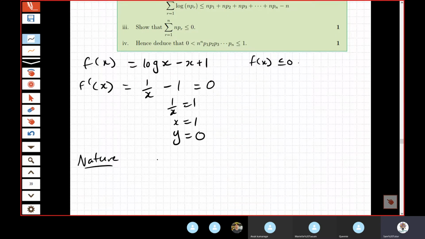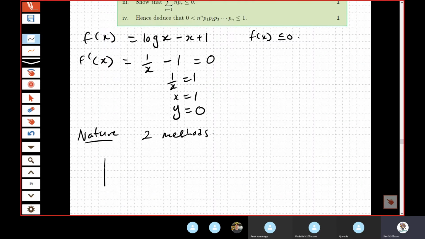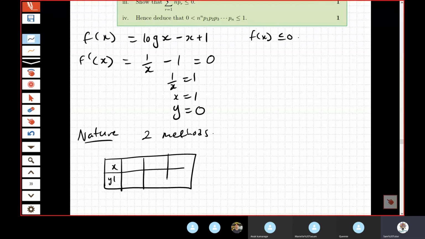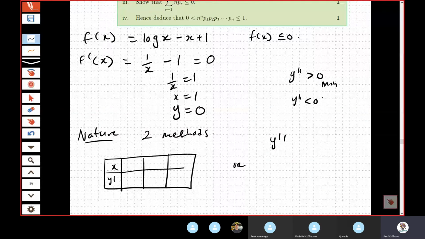Now, like I said, there's 2 methods, and I'm going to do both methods this time. The first method is the x and y dash table. The second method is just observing y double dash. If y double dash is greater than 0, then we can say that's a min. If y double dash is less than 0, we say it's a max. If y double dash equals 0, like I said, it's possible that's a point of inflection, so it's not min nor max, it's changing between the two. But it's possible, because you've got to prove it. It's important that we get that. All right, all good. So let's do both methods.